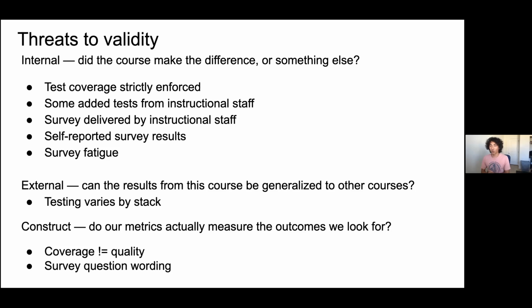And finally, in terms of construct threats to validity, did our metrics actually measure what we looked out for? Worth reminding again and again is that coverage does not necessarily mean quality. You can say, for example, that if you don't have coverage, you're definitely not doing a good job. We can at least show we're not failing in terms of coverage. But it says nothing about necessarily the quality of the tests that produce that coverage. And furthermore, as I've highlighted previously, the survey questions in retrospect suffer from wording issues, to say the least.